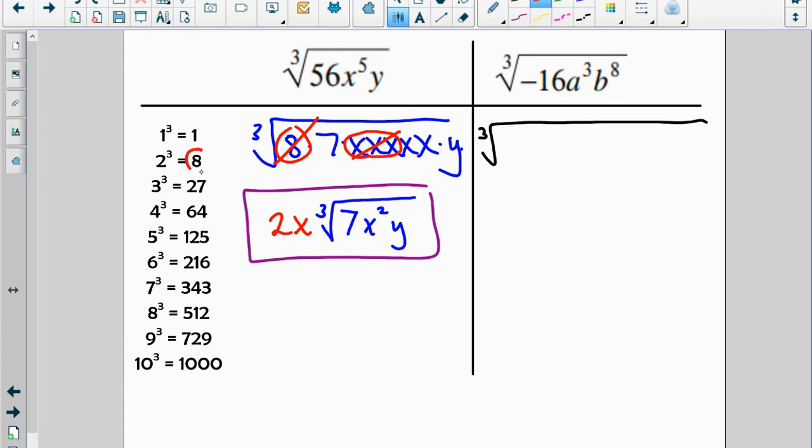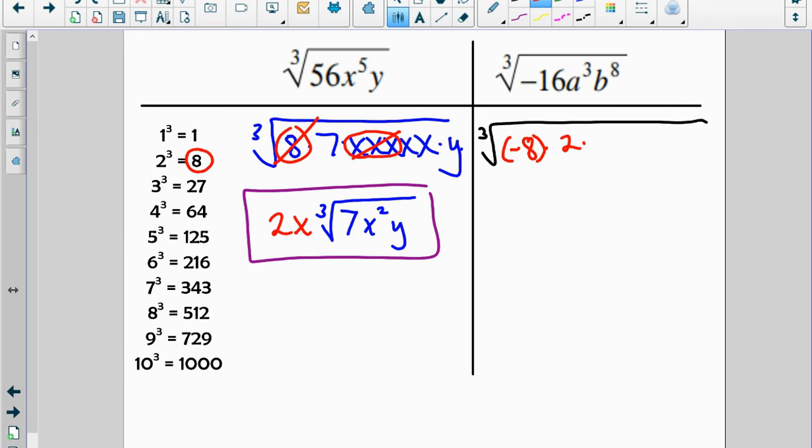And I notice that I can divide 16 by 8. It's the result of 8 times 2. And since I really need this to be a negative 16 when I break it up, it has to equal negative 16, I want to put the negative with the perfect cube. Because if 2 times 2 times 2 equals 8, negative 2 times negative 2 times negative 2 equals negative 8. So negative 8 is also a perfect cube.